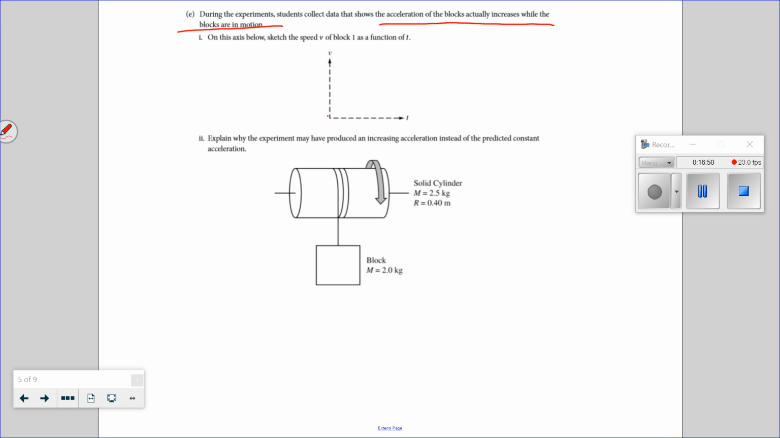Don't worry, and if you haven't heard, now wait a minute. Who has heard of concave up before? Heard those words before I introduced them today? Oh, everybody. Okay. So you did learn that in math class. We don't have to start there. Okay. Explain why the experiment may have produced an increasing acceleration instead of the predicted constant acceleration.